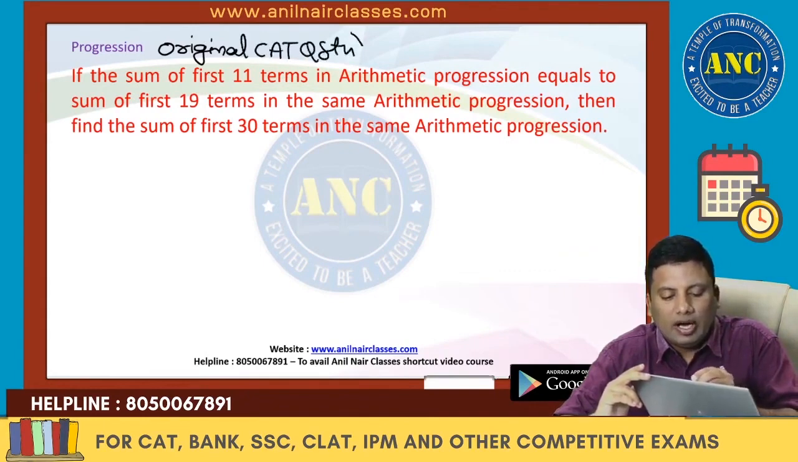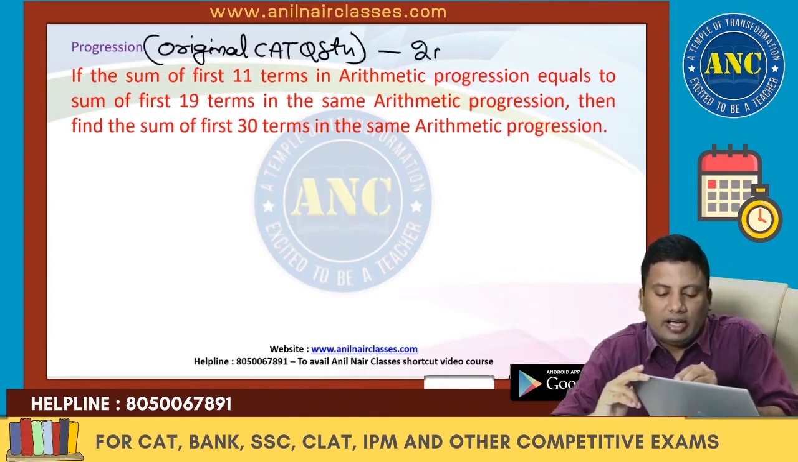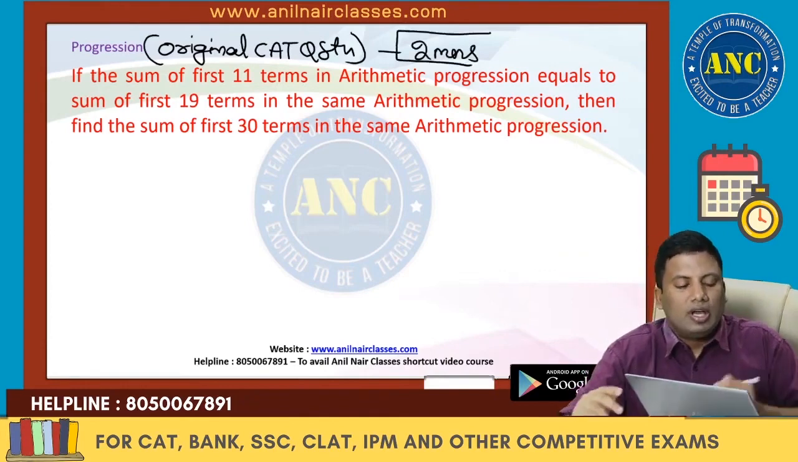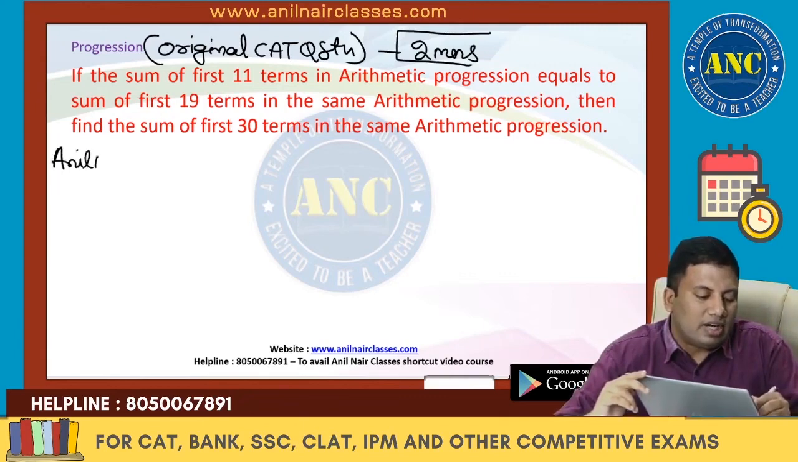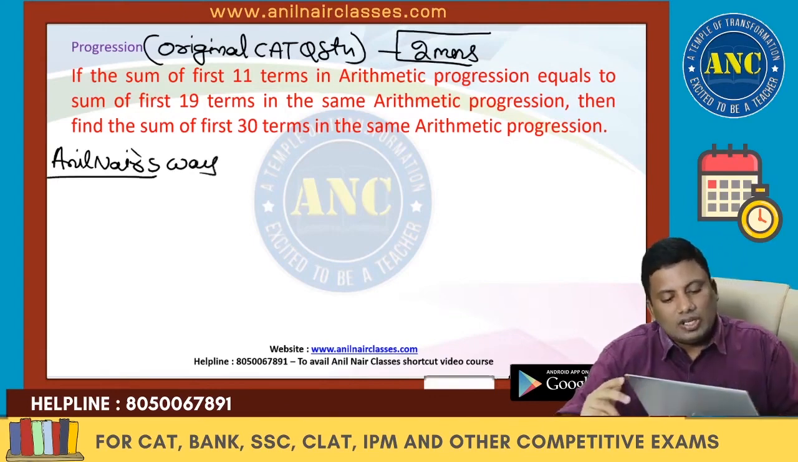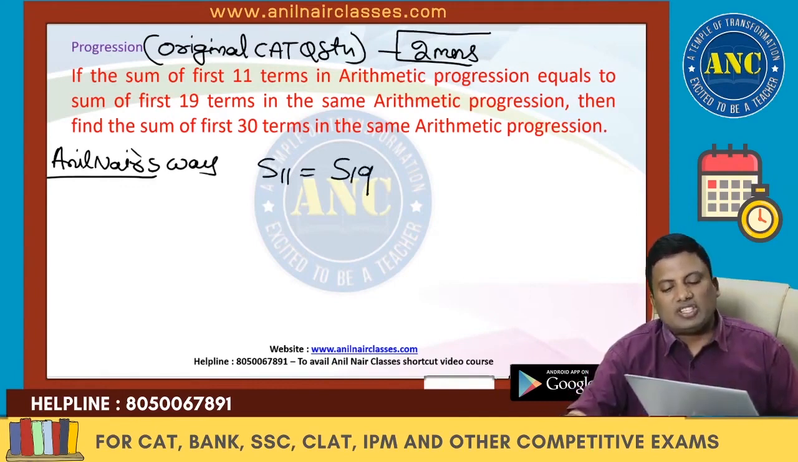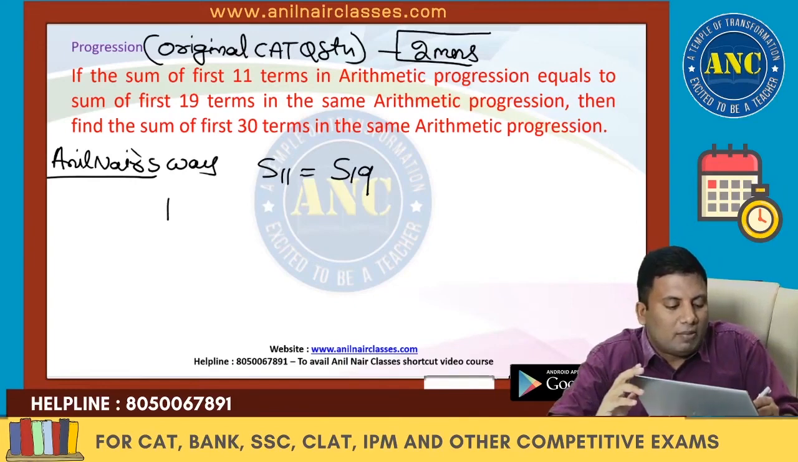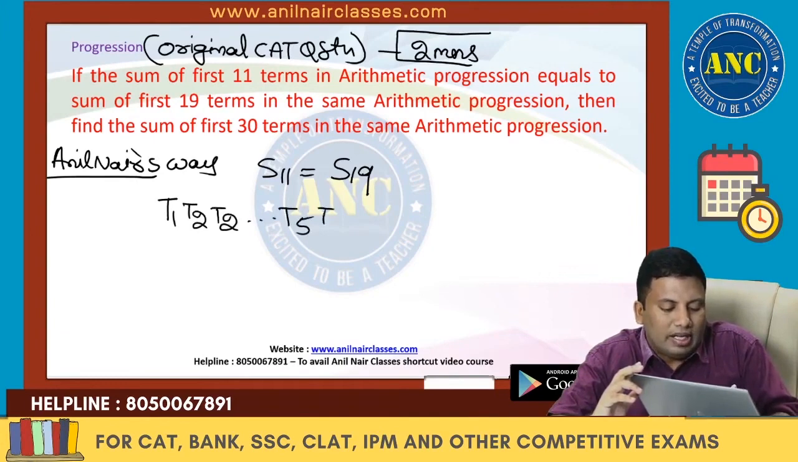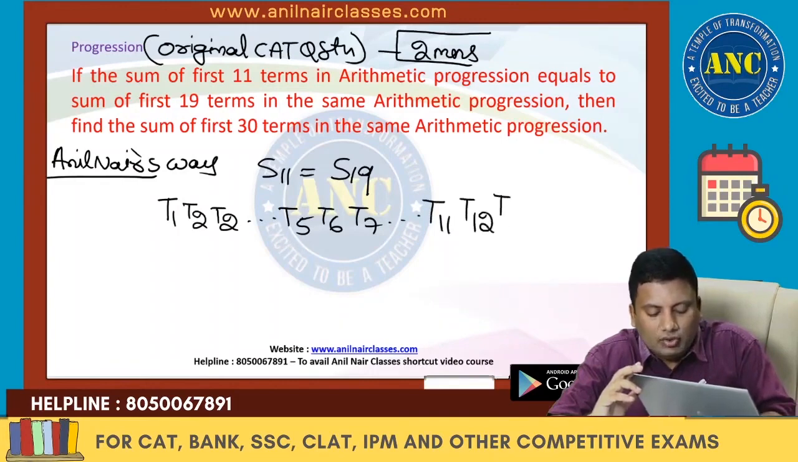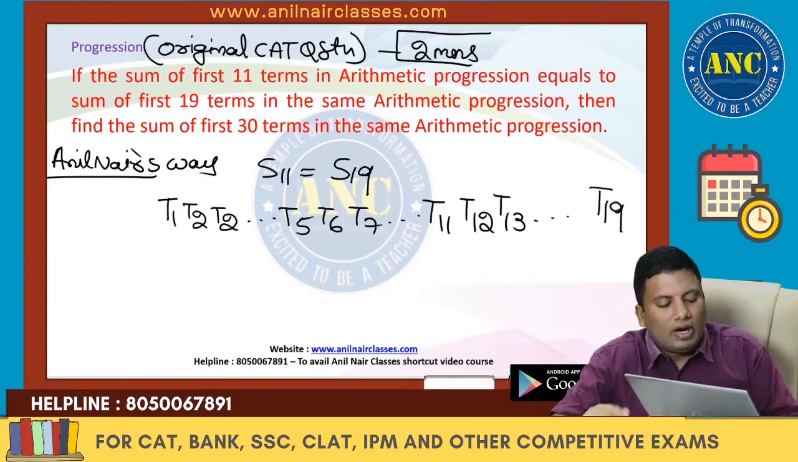Generally, most of the students will take around 2 minutes to solve this question. I will try to solve the question in less than 20 seconds. Anil Nair's way of solving this question. Sum of first 11 terms in an AP is equivalent to sum of first 19 terms in the same AP. Sum of 11 terms: T1, T2, T3, till T5, T6, T7 till T11. Next is T12, T13 and so on up to T19.